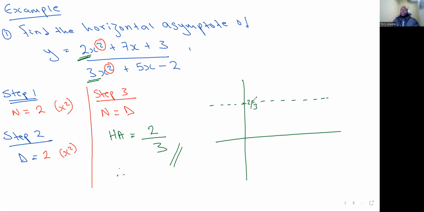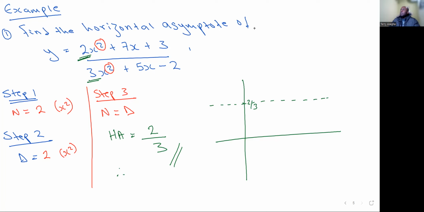After you identify the n, you identify the d. Then see if n is less than d, or n is greater than d, or n is equal to d. In this case, n was equal to d, so we then have to find the leading coefficient. That basically means the number in front of the x with the highest degree. So the number in front of x with the highest degree here was 2, divided by the number in front of x with the highest degree here, which was 3, and the horizontal asymptote was 2/3.